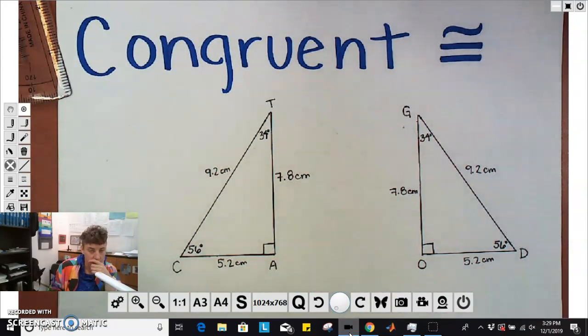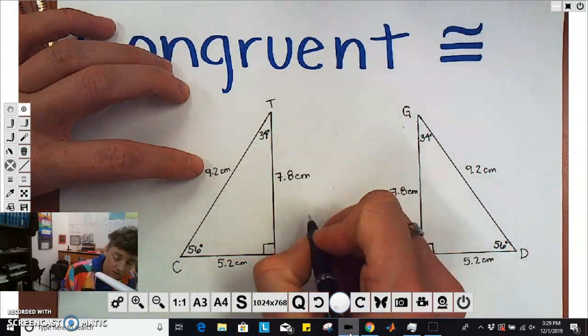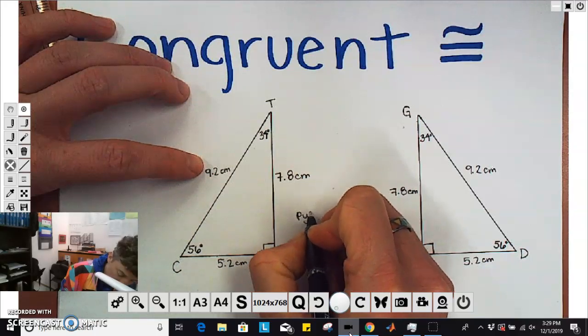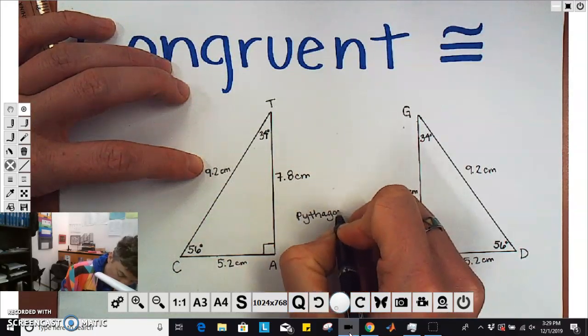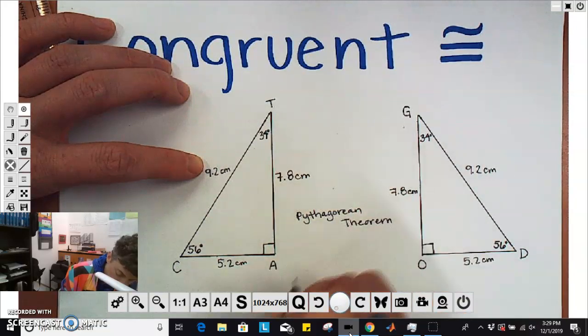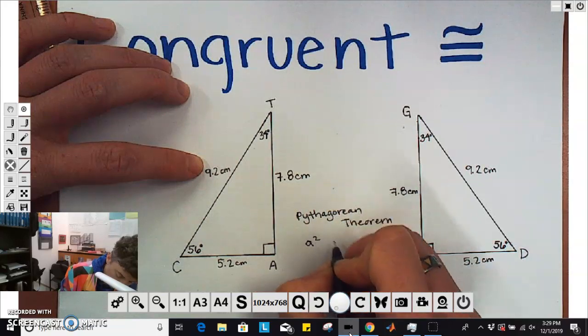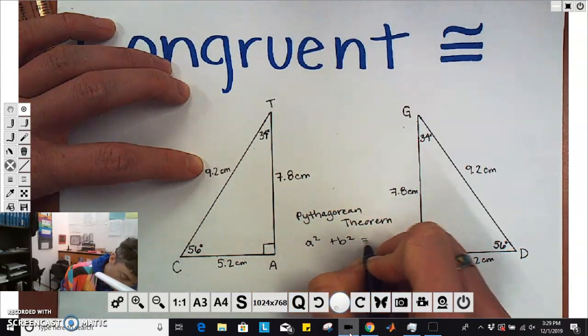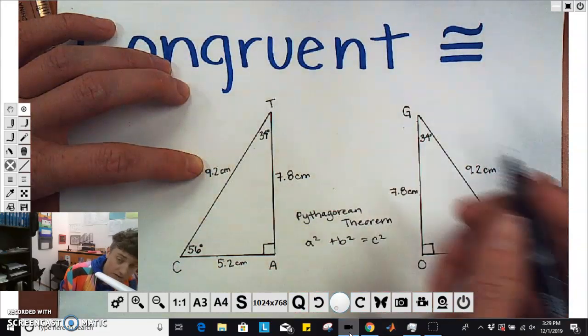You know, this is a right triangle. There's something really special that's only true for right triangles. What's only true for right triangles? That a squared plus b squared equals c squared. The Pythagorean theorem is only true for right triangles, that a squared plus b squared equals c squared.